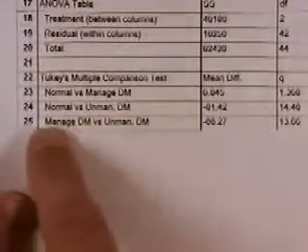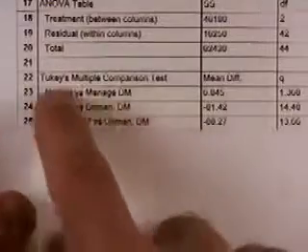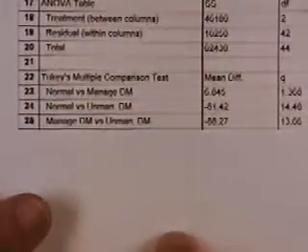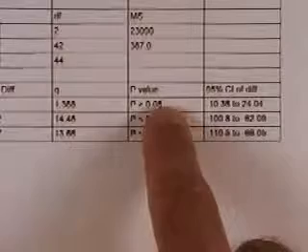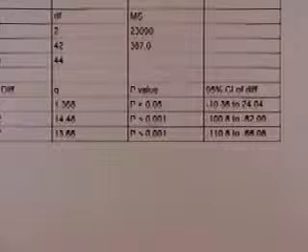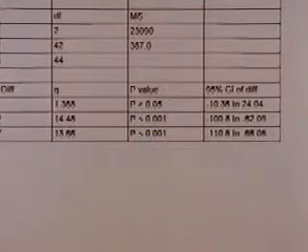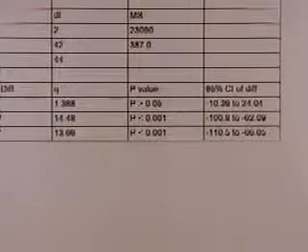And using the Tukey's multiple comparison test, we have normal versus managed, normal versus unmanaged, managed versus unmanaged. We predict that these two are going to be significant, but comparing the first two bars on that graph would not be. And here we see we predicted correctly: the normal and the managed not significant, p greater than 0.05, and p less than 0.001 for the normal versus unmanaged and managed versus unmanaged.